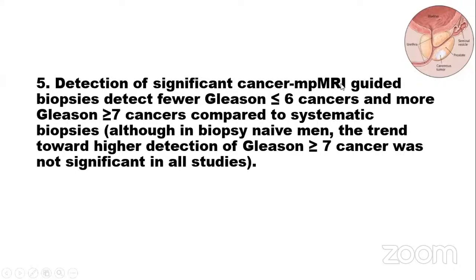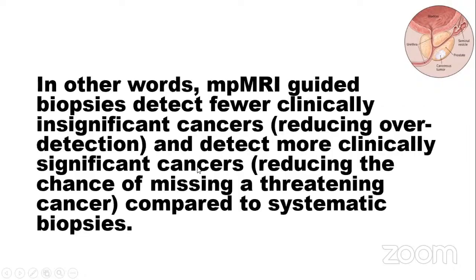Detection of significant cancer. Multiparametric MRI guided biopsies detect fewer Gleason score less than or equal to 6 cancers and more Gleason score greater than or equal to 7 cancers compared to systematic biopsies. Also, in biopsy naive men, the trend toward higher detection of Gleason score greater than or equal to 7 cancer was not significant in all studies.